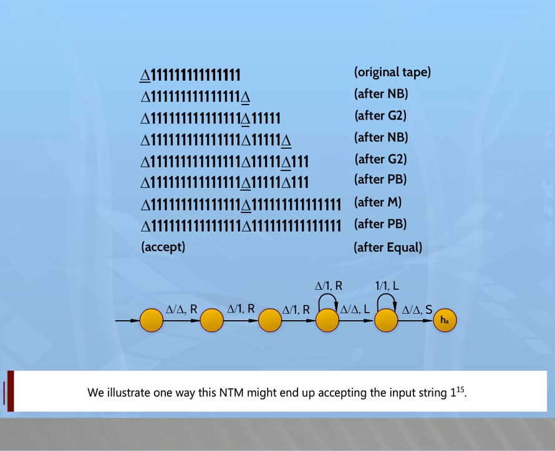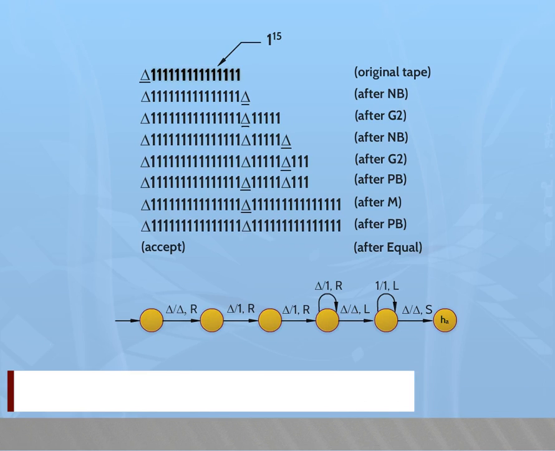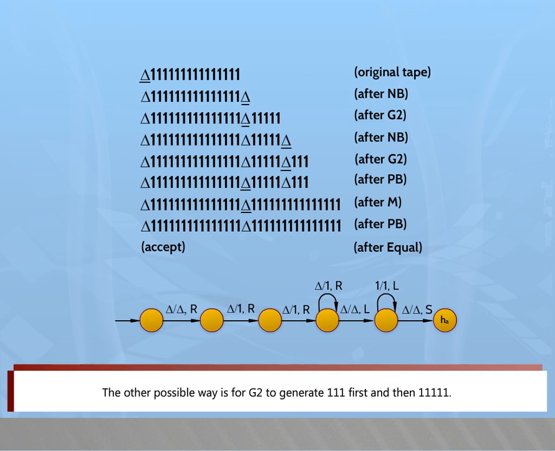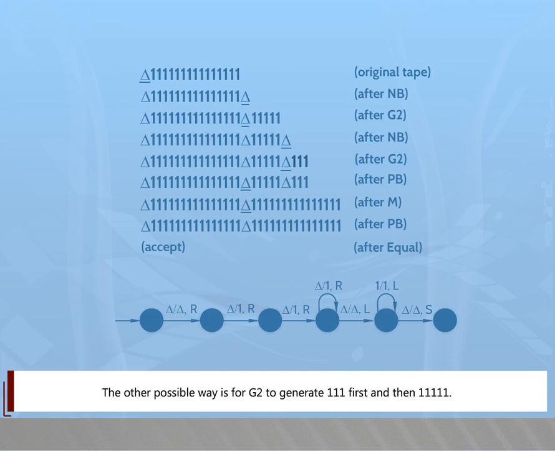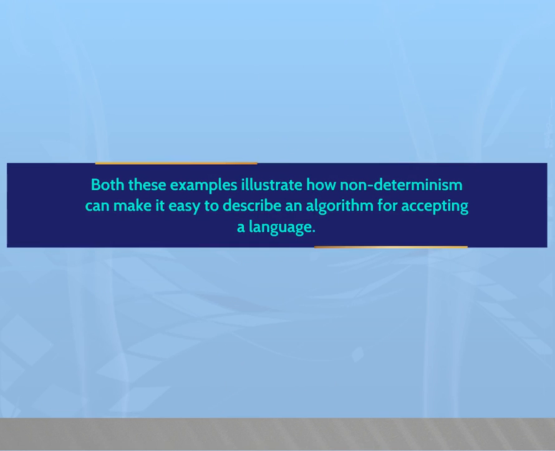We illustrate one way this NTM might end up accepting the input string 1^15. The other possible way is for G2 to generate 111 first and then 11111. Both these examples illustrate how nondeterminism can make it easy to describe an algorithm for accepting a language.